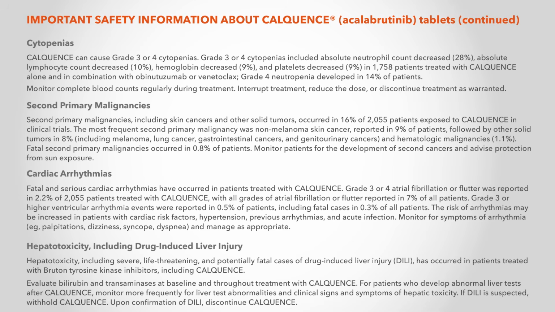Second primary malignancies. Second primary malignancies, including skin cancers and other solid tumors, occurred in 16% of 2,055 patients exposed to CALQUENCE in clinical trials. The most frequent second primary malignancy was non-melanoma skin cancer, reported in 9% of patients, followed by other solid tumors in 8%, including melanoma, lung cancer, gastrointestinal cancers, and genitourinary cancers, and hematologic malignancies, 1.1%. Fatal second primary malignancies occurred in 0.8% of patients. Monitor patients for the development of second cancers and advise protection from sun exposure.